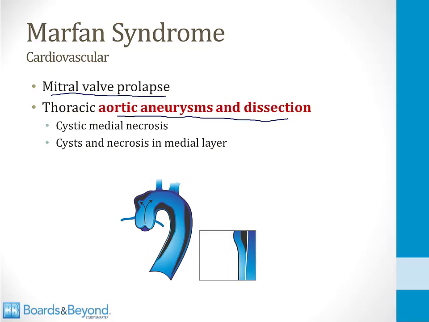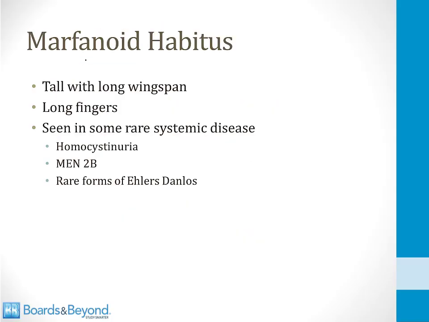and dissection. Remember that elastin and the fibrillin that surrounds it is very prevalent in the aorta, so these people have weak aortas. They can develop what's known as cystic medial necrosis. This means the presence of cysts and necrosis in the medial layer of their aorta, and that predisposes to aortic aneurysms and aortic dissection.